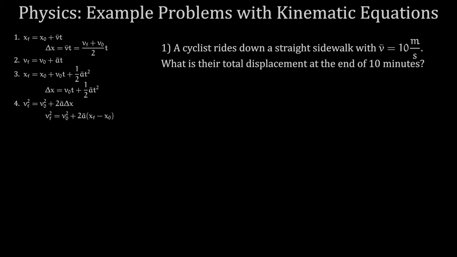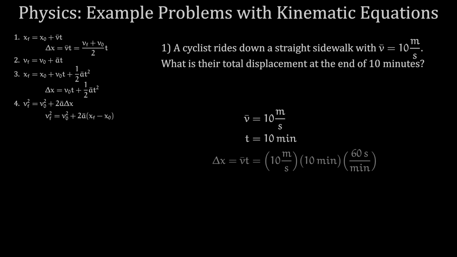Pause the video and take a minute to work this out. Alright, so to solve this one, we can use the first kinematic equation. We are given an average velocity and a duration of time, so we can plug those in. The only thing we have to be careful with are our units. We are given a velocity in meters per second and a time in minutes.